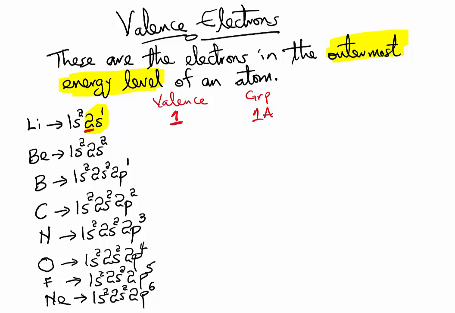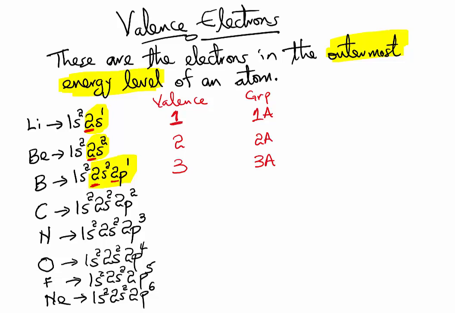Let us take a look at beryllium. The outermost energy level in beryllium is energy level number 2, and beryllium has 2 electrons in that energy level, which means that the valence for beryllium is 2. And that is why beryllium is in group 2A of the periodic table. The outermost energy level in boron is also 2, but there are a total of 3 electrons in the outermost energy level of boron, which means that the valence of boron is 3, and you will find it in group 3A of the periodic table.